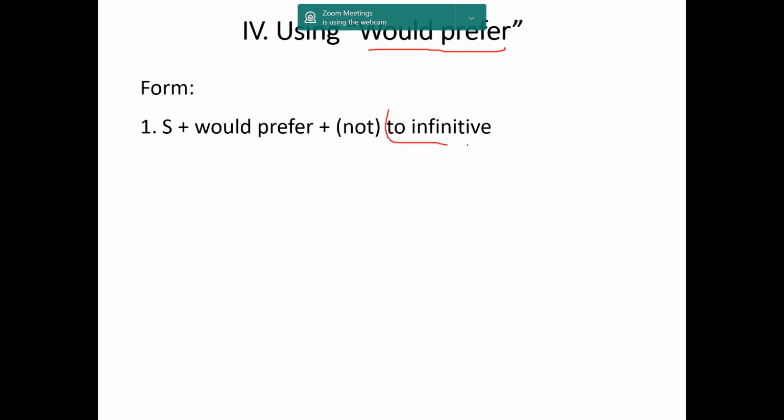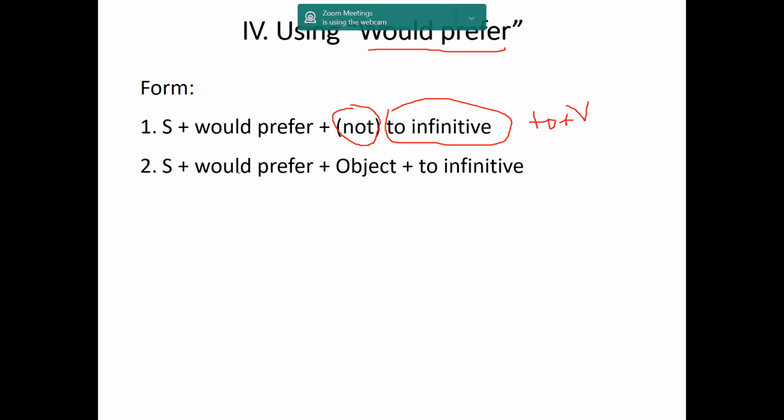Okay, the next one, we can express preference again, but using the word would prefer. Okay, so here the form for positive, subject plus would prefer plus to infinitive. Okay, I guess you still remember to infinitive, right? To infinitive means to plus verb. Okay, and then if you want to make it negative, just put the word not here. Okay, and then for number 2, subject plus would prefer plus object. Object here means object pronoun, right?